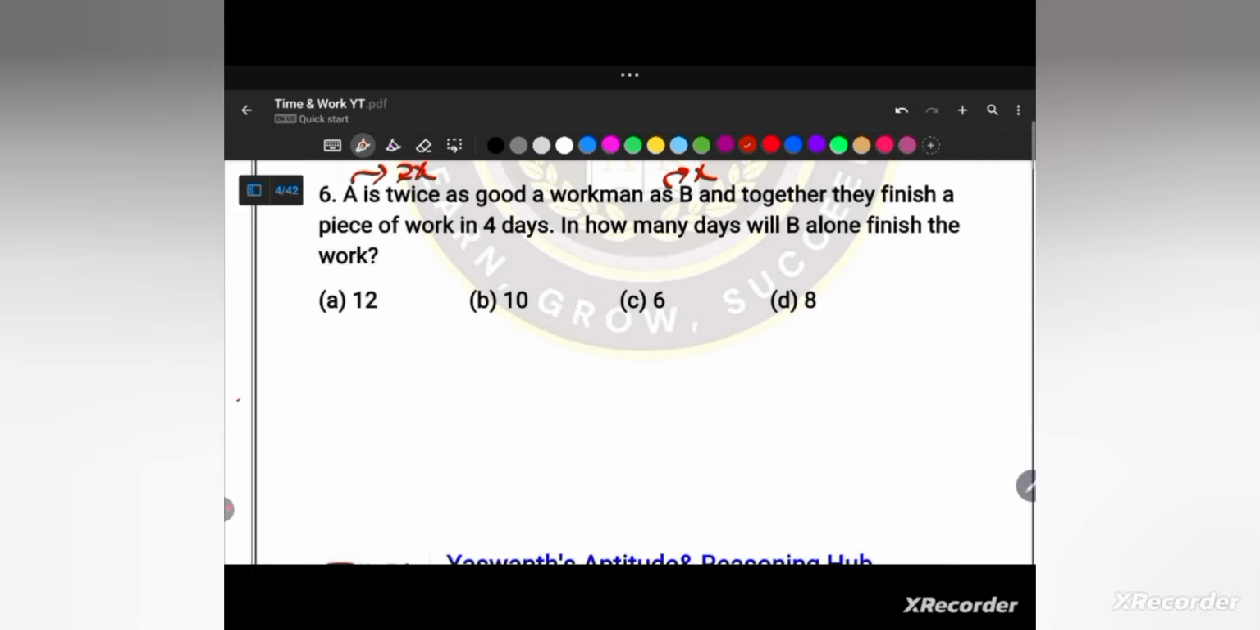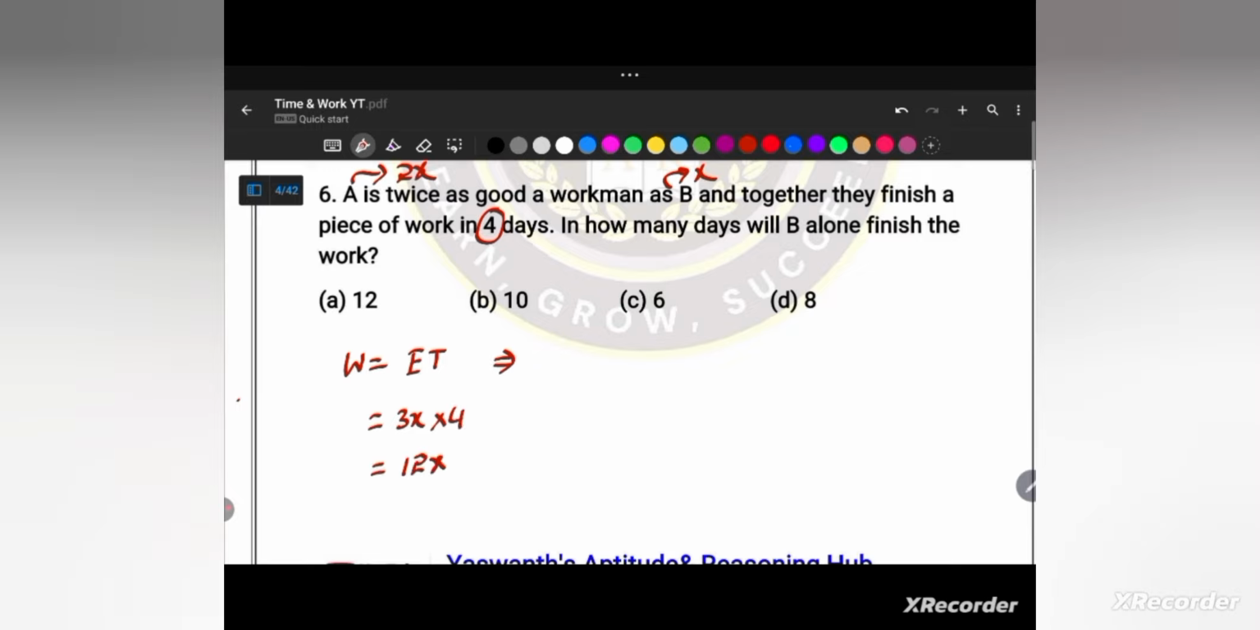Now coming to the next statement, they will finish the piece of work in 4 days. What is the basic formula? We know that work will be equal to efficiency into time. Here we will be finding the work. They are working together, so we will be adding their efficiencies, that is efficiency of A and B, which will be equal to 2x plus x, it will be 3x, multiplied by the time. How much time is taken as per the question? 4 days. So now work is 2 lakhs.